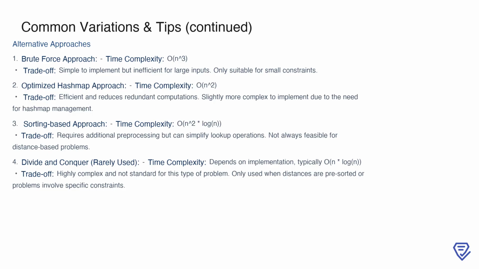Another option is a sorting-based approach, which typically has a time complexity of O(n squared log n). This involves additional pre-processing but can simplify certain lookups. However, it's not always the best fit for problems centered on distance calculations. Lastly, there's the divide-and-conquer strategy, which is rarely used in this context. This method can achieve a complexity of O(n log n), depending on how it's implemented, but its complexity makes it less suitable for standard distance-based problems. Understanding these trade-offs allows you to select the best approach for the given constraints and problem requirements.